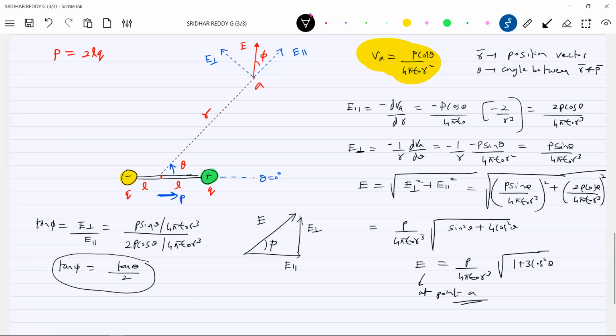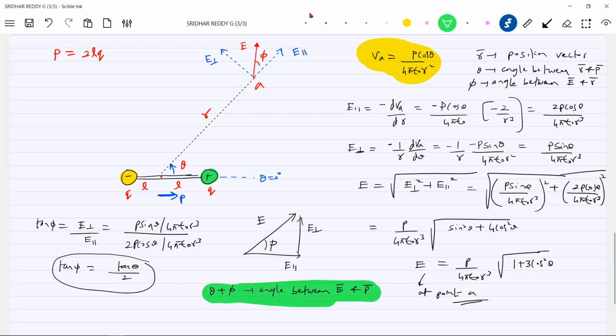What should we define phi as? The angle between E bar and R bar. Then what is theta plus phi? We should call it the angle between E bar and P bar. So what is the direction of the electric field with respect to the dipole moment? Theta plus phi will be the angle between the electric dipole moment and the resultant E bar. I think this is a better formula, no?